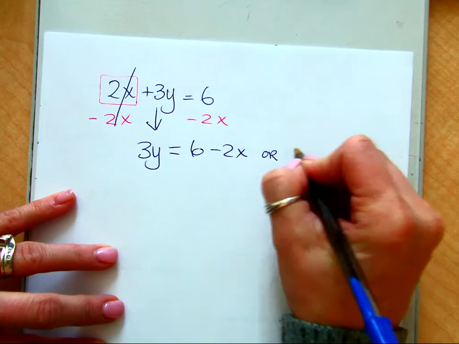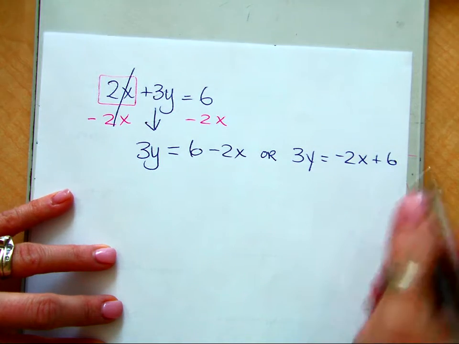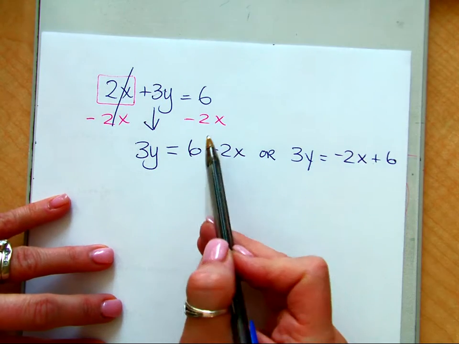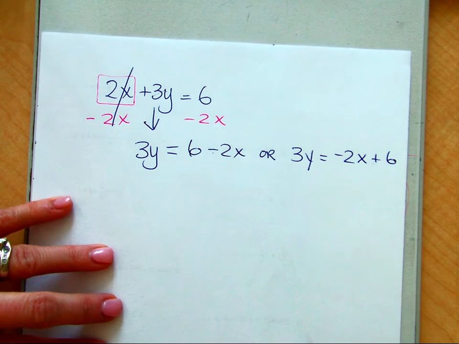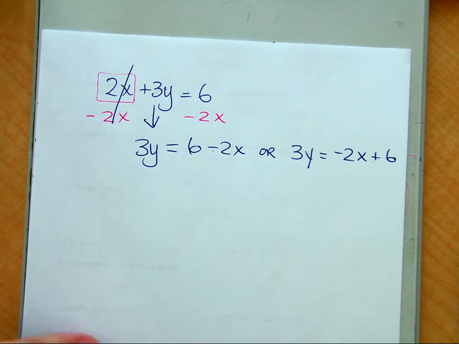or you'll always see me do it. I kind of just like to have it in slope-intercept form. Negative 2x plus 6 and 6 minus 2x mean the same thing. It's just the commutative property. Move them around as much as you want, but just keep the signs what they're supposed to be. You'll see me do it this way. I'm so close to having it in slope-intercept form. I just need to do what?